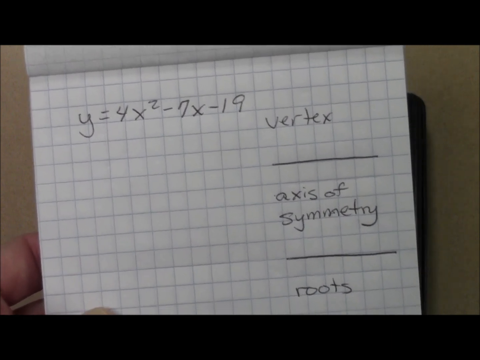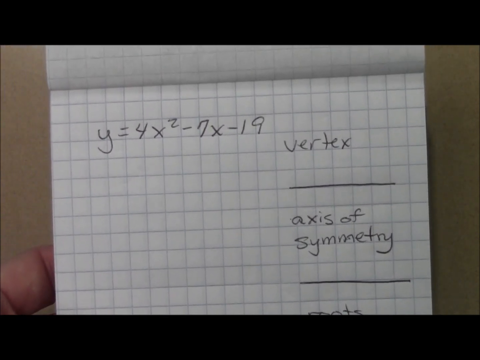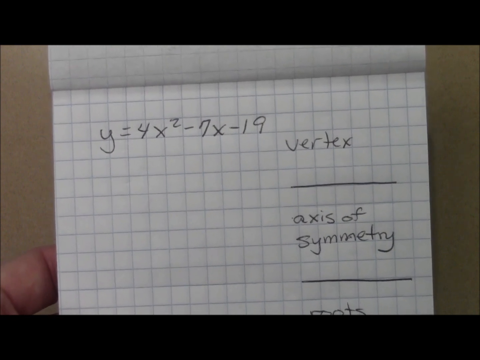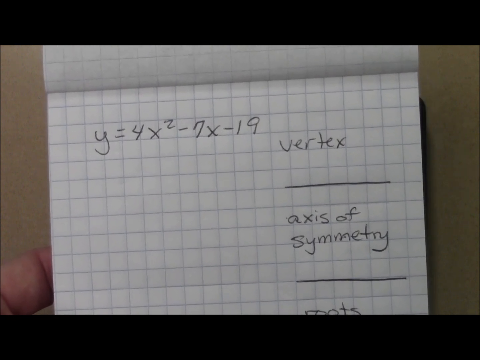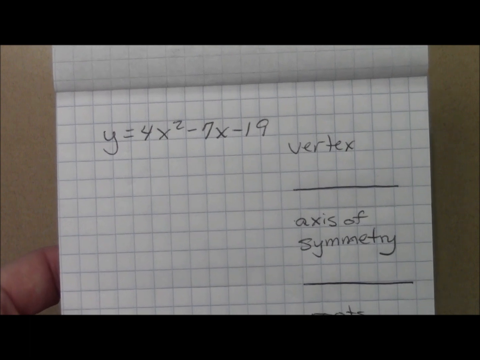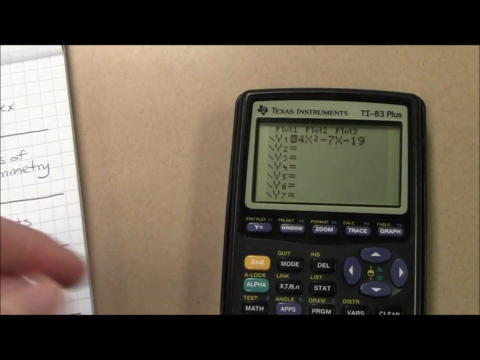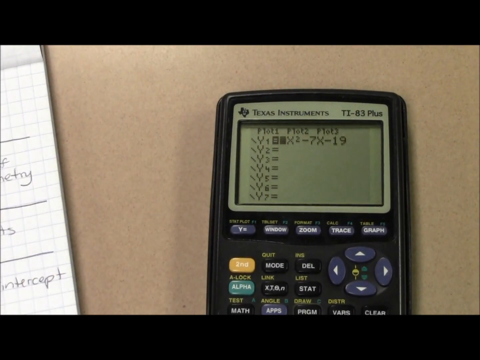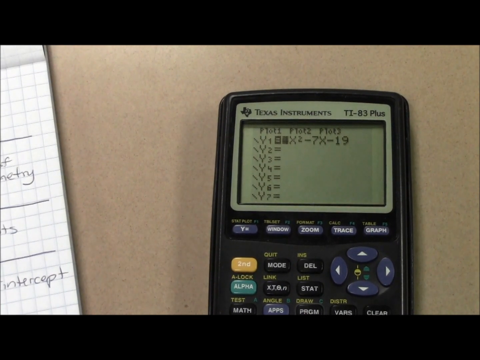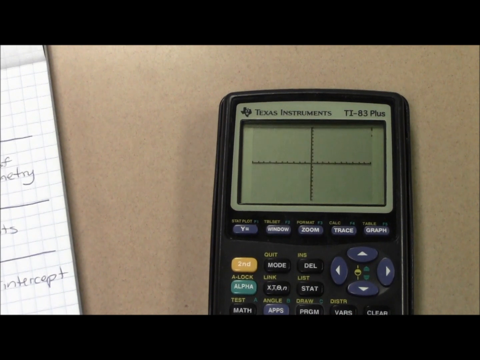Some parabolas, when you first initially try to graph them, you find out that they don't quite fit onto your window. So this one, when you enter it, 4x squared minus 7x minus 19. Looks like that on your calculator. We have done that before, so you know how to do that. And our first step before was to hit zoom 6. That's always our fail safe. Problem is that the bottom of the parabola goes way off the screen.